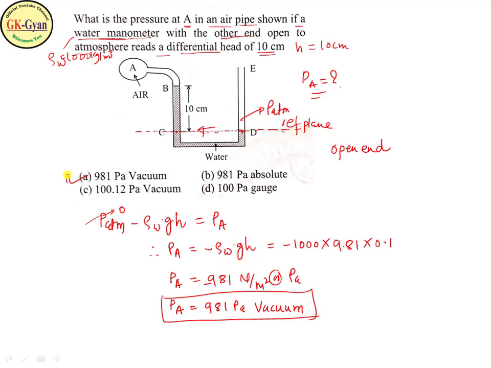So the option is A, 981. The answer is option A. Got it? Now we will move to the next question.